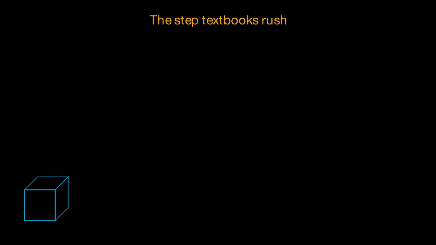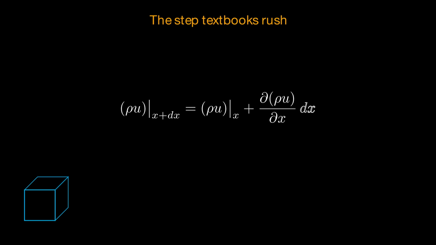Here is the step almost every derivation rushes, and it's the heart of the whole thing. The flux on the left face and the flux on the right face are not equal. The faces sit a small distance apart, and the flux varies smoothly through space. So write the right face flux in terms of the left value, plus the rate at which the flux changes along x, times the small gap between the faces. That's just the definition of a derivative, rearranged, the first term of a Taylor expansion. For a box this small, it's exact.